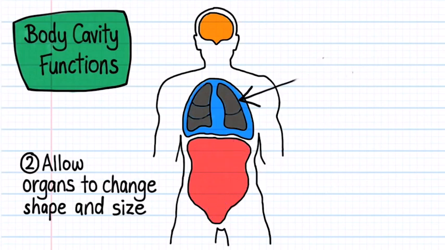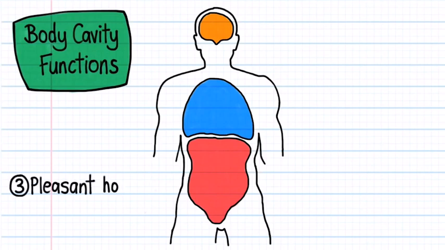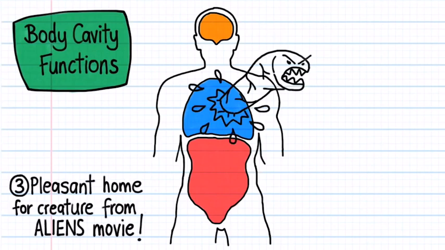And lastly, body cavities provide a warm, nurturing space for foreign creatures to implant into, grow and burst from in the Alien movies.